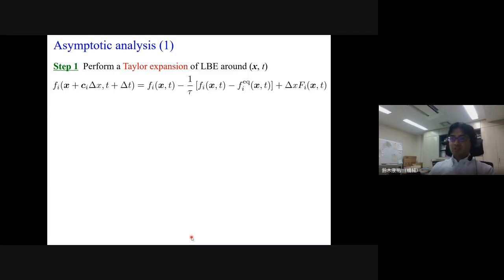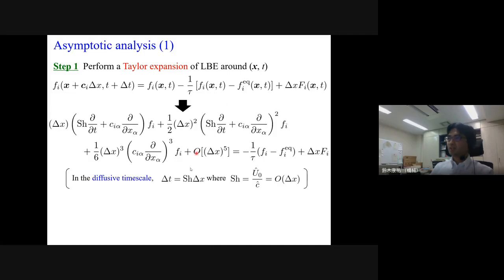Okay, let's start the asymptotic analysis. Step 1, we perform a Taylor expansion of the Boltzmann equation around x, t, and we can obtain this expanded form of the Boltzmann equation. Note that in the diffusive timescale, delta t is equal to the Strouhal number times delta x, where the Strouhal number Sh is of order delta x. So in this equation, these coefficients are of order delta x.